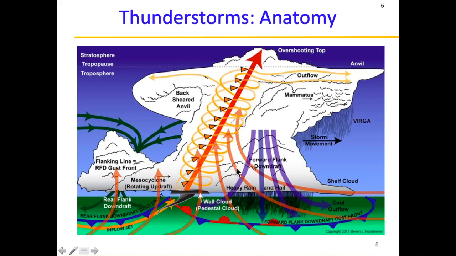If this parcel was just rising up in a straight line, then it is not very beneficial for thunderstorms. It has to have this angular movement, this rotational movement is very important. And this is not coming from Coriolis, because this is a localized activity. Coriolis doesn't have the capability to affect thunderstorms.